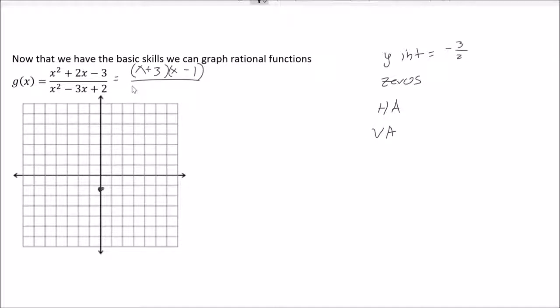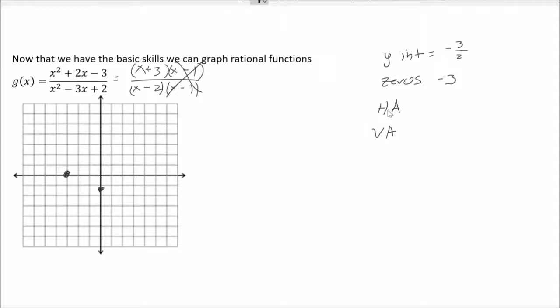And then down here, let's do the same thing. So we're looking for, looks like x minus 2 and x minus 1. Now, I notice right away, these guys cancel out, which is kind of nice. That's going to make this a lot easier. So my zeros are coming from the numerator. What makes that 0? That would be negative 3. Okay, so I can put negative 3 on my graph right here.